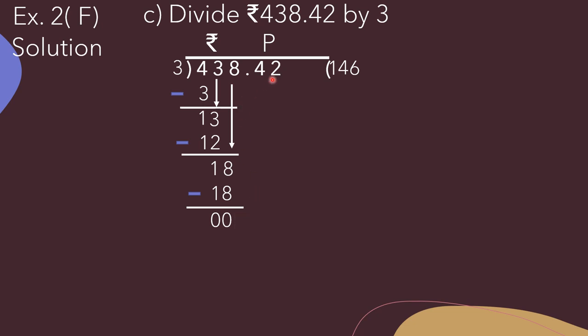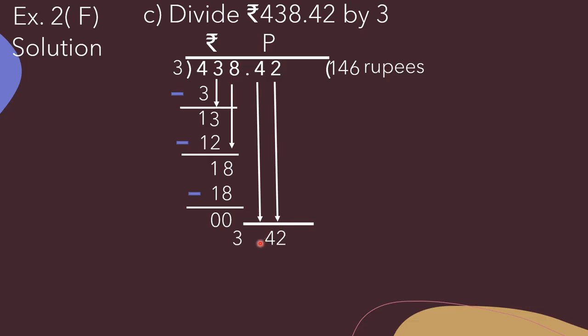Now we have to solve the paise column. So here 146 rupees we will get. Now we will bring down the paise column, that is 42. Now we have to divide it by 3. So let's start from our left hand side. So here 4 divided by 3 is equal to 1 as quotient and 1 as remainder. So 4 minus 3 is 1. Now we have to bring down this 2 and the number becomes 12.